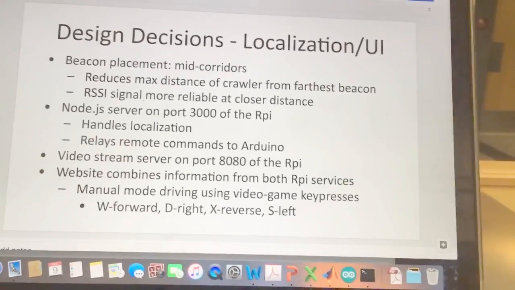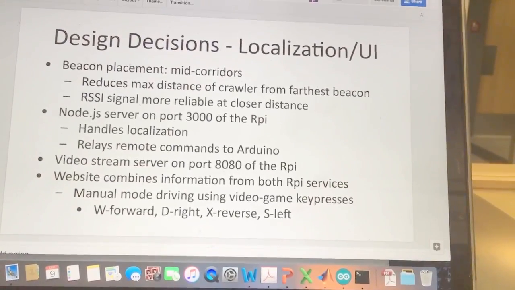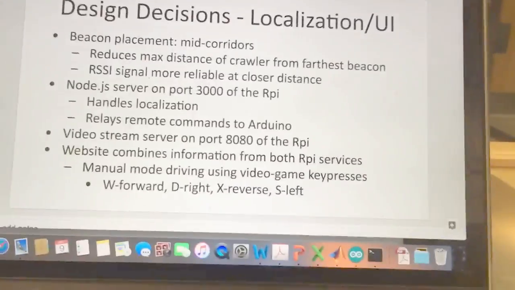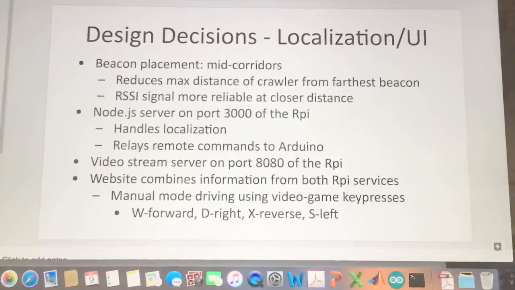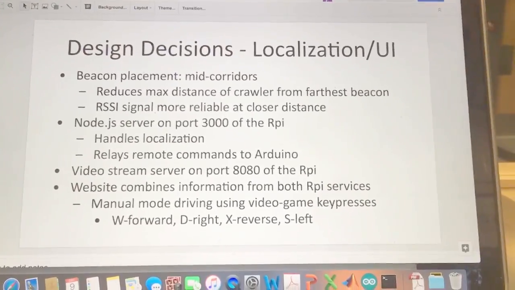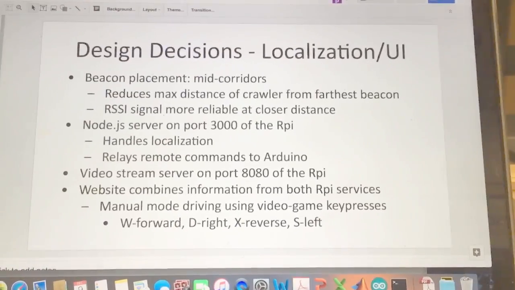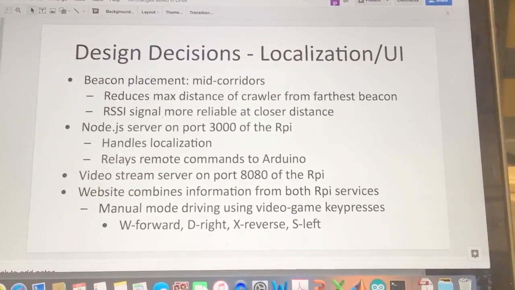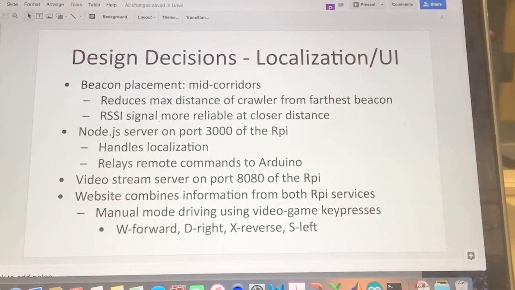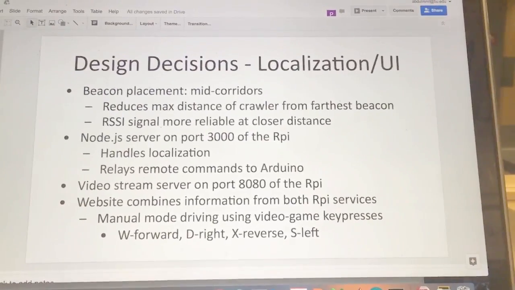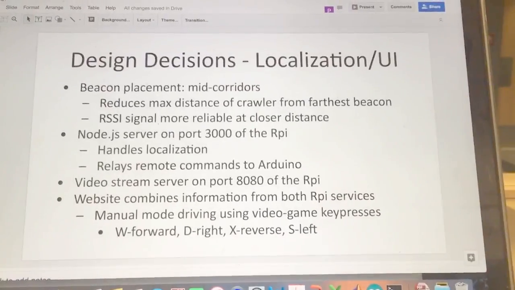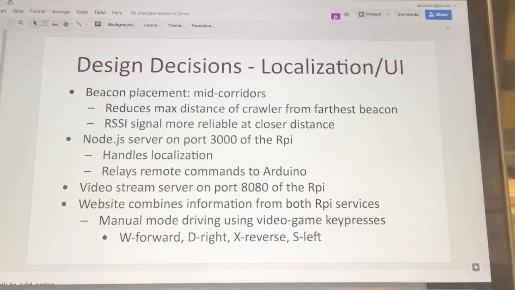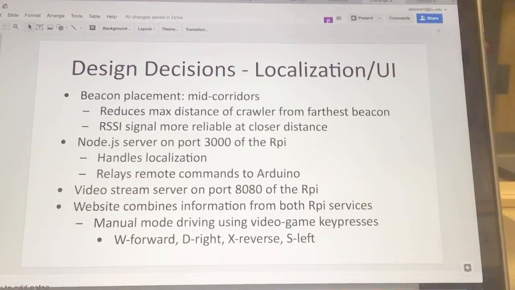The decisions made regarding the localization and the GUI: we decided to place all the beacons in the middle of each corridor instead of in the corners. That actually gave us, from our experience, a better and more reliable RSSI signal.